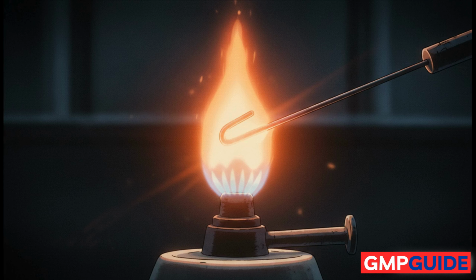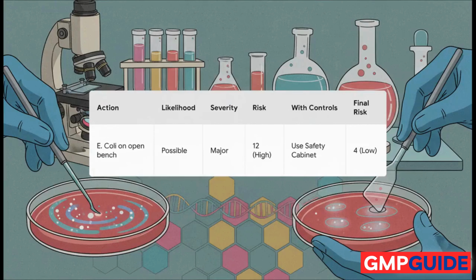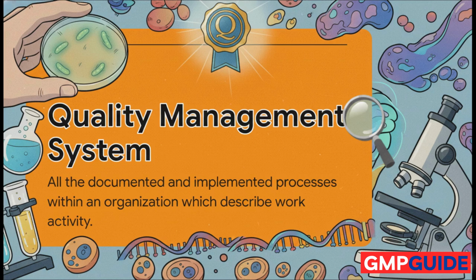So you see how it works? You take one simple action, like sterilizing a tool in a flame, and you connect it to a bigger safety plan. You can actually see how controls knock down the risk. This whole framework, it's all part of the quality management system, the whole shebang.